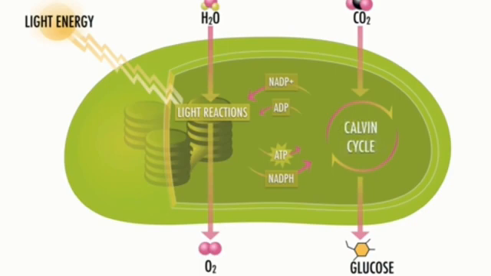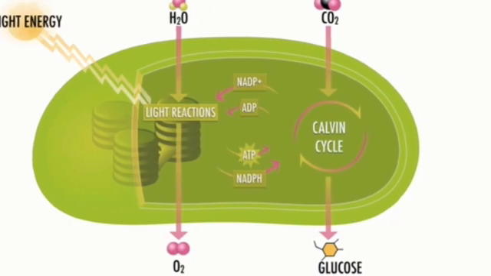Remember, the dark reaction occurs in the stroma, the fluid surrounding the thylakoid disk. The dark reaction is kind of the consumer of the products made by the light reaction. It does not need light to occur. It is also referred to as the Calvin cycle or the light independent reaction.